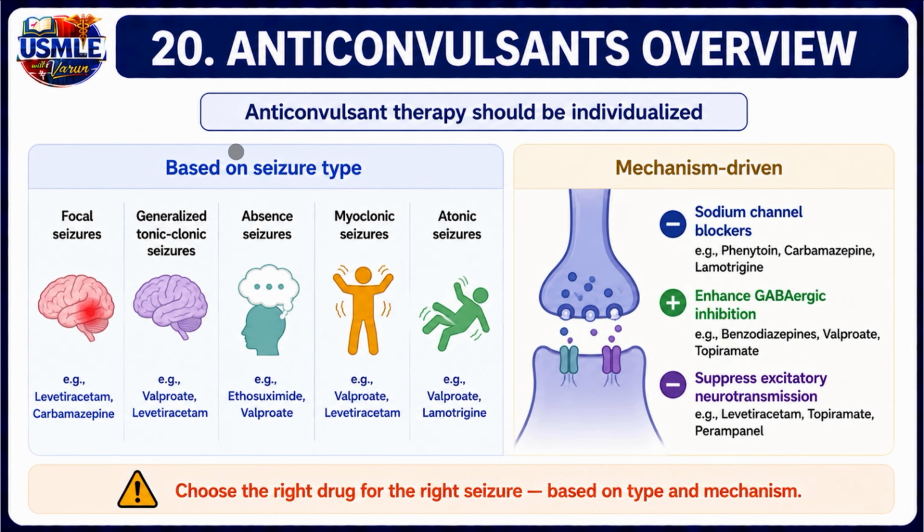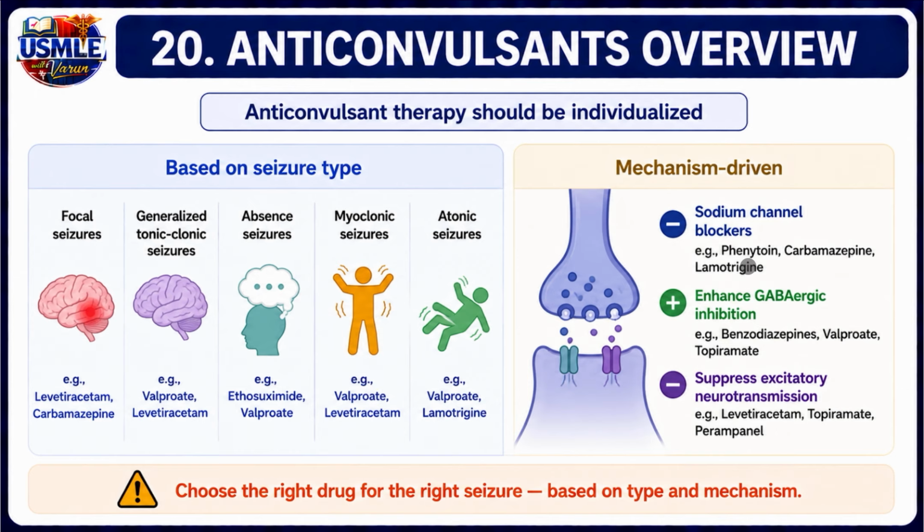The choice of anticonvulsant depends primarily on the type of seizures. Some drugs are effective only for focal seizures, whereas others have broad spectrum activity and help treat multiple seizure types. Understanding each drug's mechanism of action makes remembering their clinical uses very much easier. There could be three different mechanisms in most of the anticonvulsant drugs.